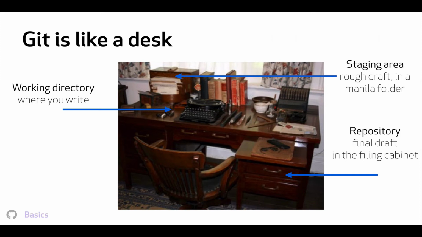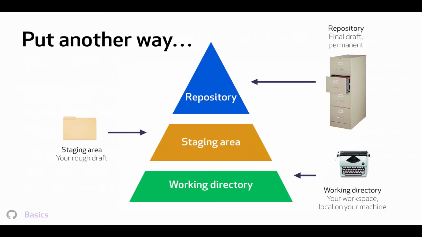You're doing all kinds of work. You're moving things around. Your staging area over here on the right, these manila envelopes, this is where you put your rough draft. And that's a manila folder that's still on your desk. You're putting things into that and taking them out as you get ready. It's kind of like a rough draft of a final archive. Your repository is your final draft. And here that's the filing cabinet on the lower right. When you're finished with your rough draft, you open up that filing cabinet and put the manila folder in.